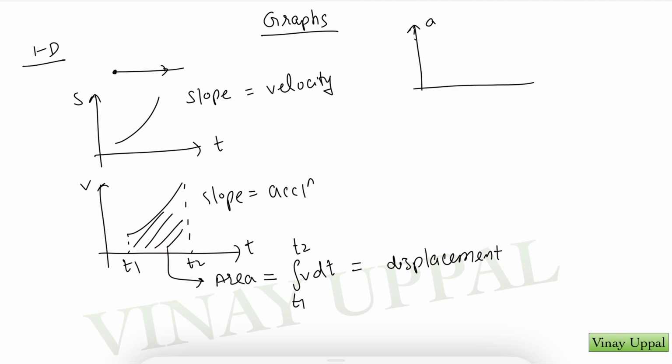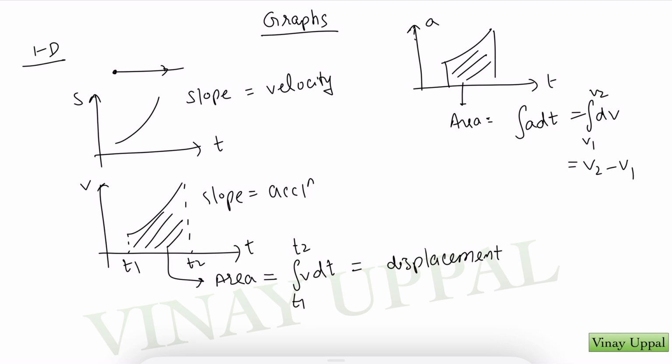Similarly, if I have acceleration versus time, the area under the graph here would be integral a dt. Because a is nothing but dv by dt, I can write this as integral dv, from, let's say, velocity v1 to v2. So it will simply be the change in velocity.